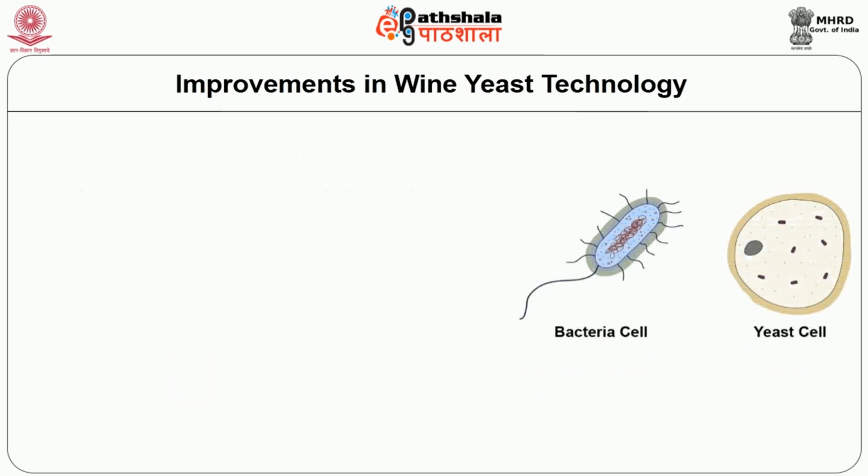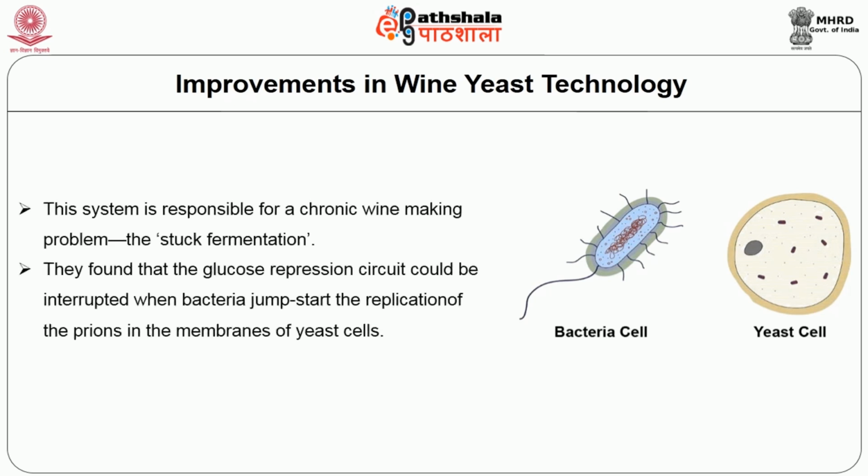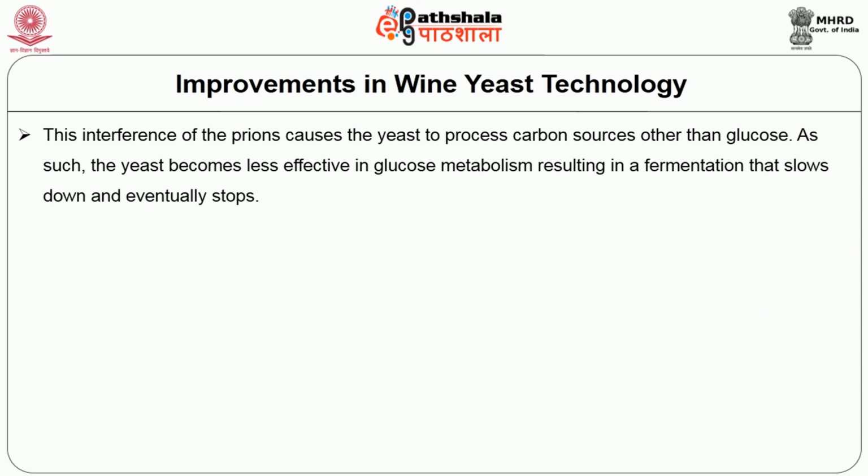Recent studies have shown that there is a biochemical communication system that crosses from bacteria to yeast, which makes use of prions. This system is responsible for a chronic winemaking problem, that is the stuck fermentation. They found that the glucose repression circuit could be interrupted when bacteria jumpstart the replication of the prions in the membranes of yeast cells. This interference of the prions causes the yeast to process carbon sources other than glucose. As such, the yeast becomes less effective in glucose metabolism, resulting in a fermentation that slows down and eventually stops.